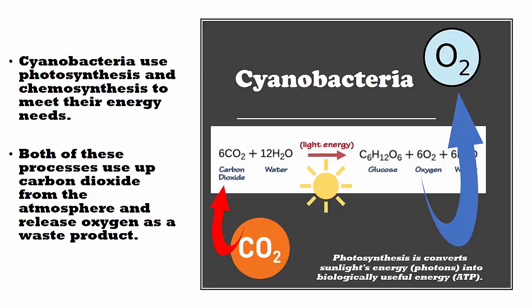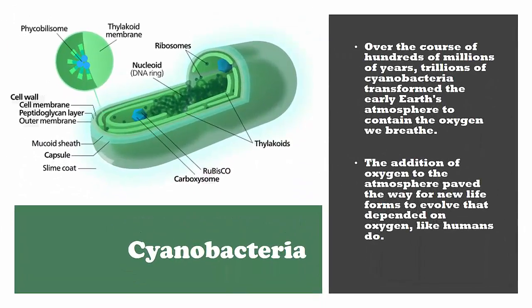Photosynthesis uses up carbon dioxide from the atmosphere and releases oxygen as a waste product. Photosynthesis converts sunlight's energy, or photons, into biologically useful energy, ATP. Over the course of hundreds of millions of years, trillions of these cyanobacteria transformed the early Earth's atmosphere to contain the oxygen we breathe. The addition of oxygen to the atmosphere paved the way for new life forms to evolve that depended on oxygen, like humans do.